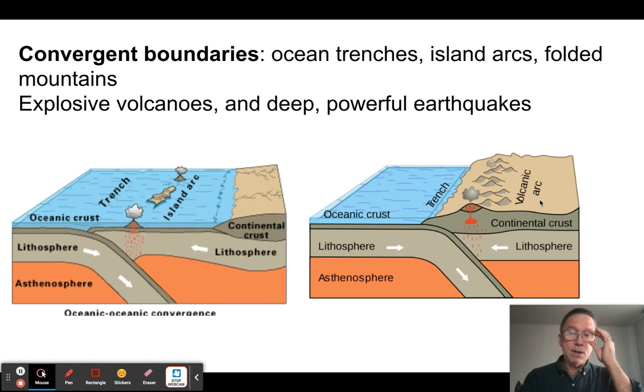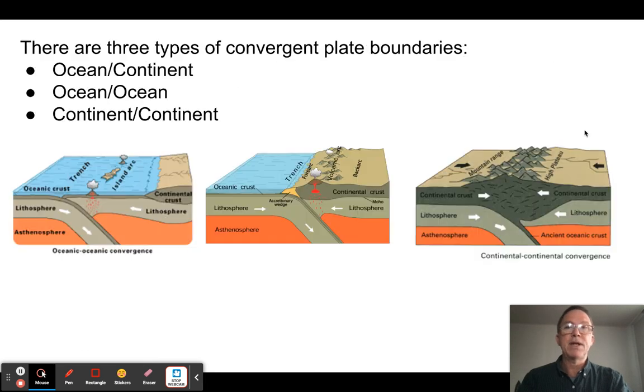Convergent boundaries are a different matter. The convergent boundaries we associate with very powerful earthquakes that can extend from the surface down to depths of 700 kilometers. We associate them with violent volcanic activity because there's a lot of water in the magma that's associated with these. Now, there's three types of convergent boundaries.